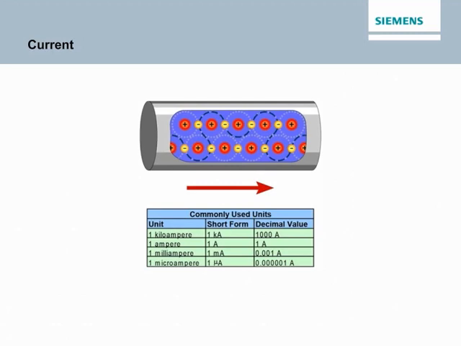Current in a DC circuit is designated by the symbol I. Current is measured in amperes, which is often shortened to amps. The letter A is the symbol for amps.